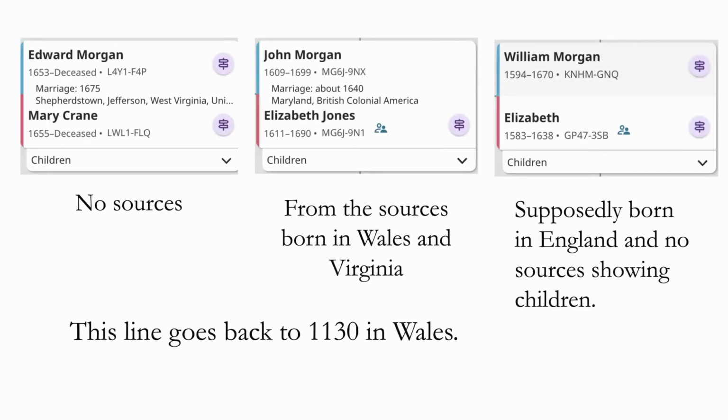So this Morgan line goes back to 1130 in Wales. Of course, none of these support each other as being parent and child, but the first one has no sources. And from the sources, he was born both in Wales and in Virginia. And then William Morgan, the next one in line, was supposedly born in England, but has no sources showing any children. So where did all this information come from?